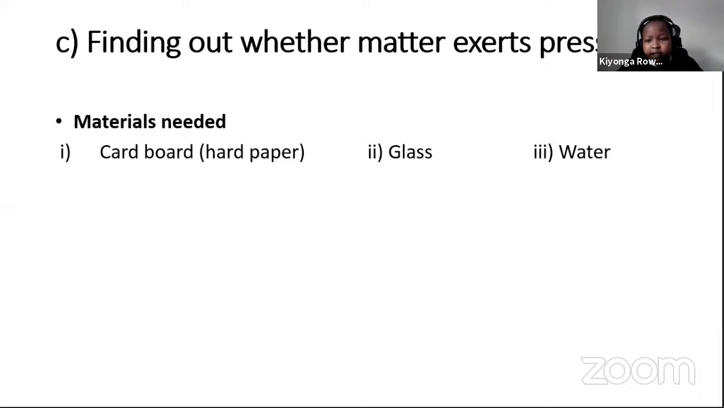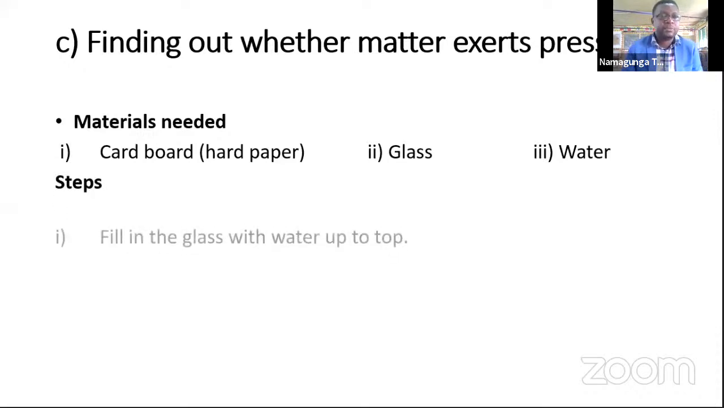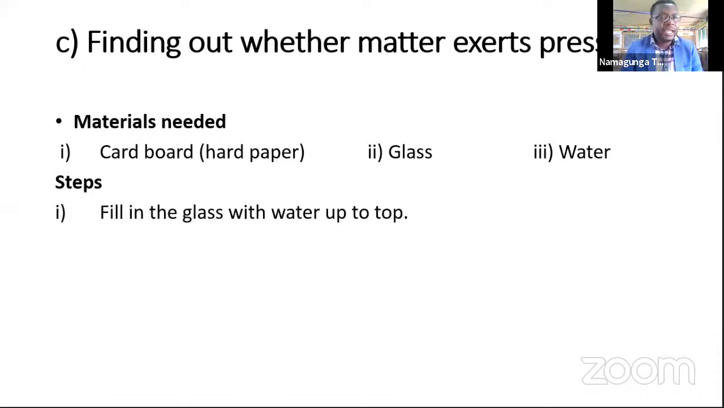Cardboard, glass, and water. Very good girl. We have the cardboard, or you can call it hard paper, then the glass, and then water. Only the three. Make sure the cardboard is very smooth so that there is no air escaping when we are carrying out the experiment. So we have the steps. The first step: we fill the glass with water up to the top. We make sure the glass is full of water.